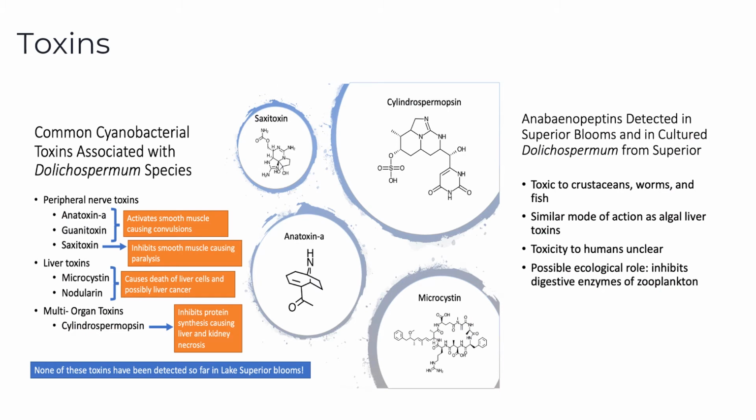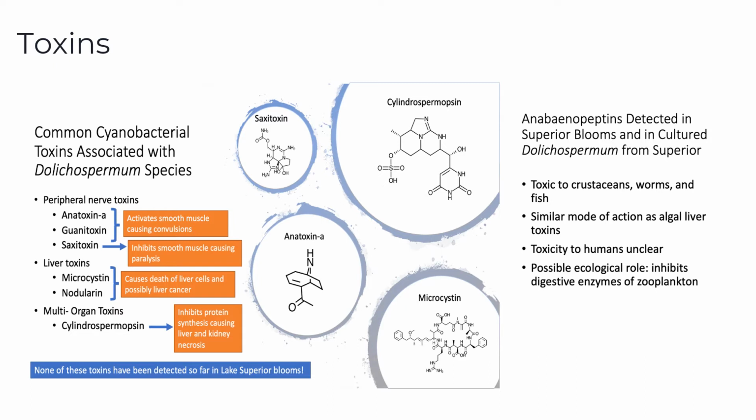The species of cyanobacteria that's been implicated in these blooms is Dolichospermum lemmermannii, previously known as Anabaena, and as I've heard recently, maybe going back to Anabaena. Dolichospermum has been documented to produce multiple toxins that act on nerves, liver, and other organs. Fortunately, to date, we haven't detected these toxins in samples from Lake Superior blooms.